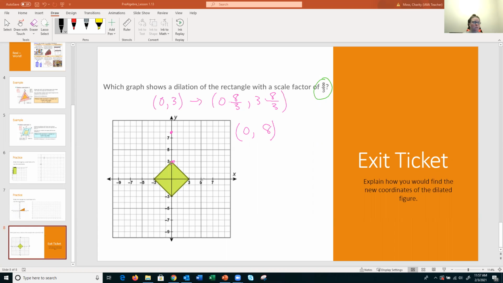Okay, this is 3, 0. 3 times 8/3, that's going to give us 8. -3 times 8/3 is going to give us -8. And guess what? -3 times 8/3 is going to give us -8 again. So you can go through all your coordinates, but since in this situation they're all pretty much the same, all you have to do is apply that knowledge, and then you just made it 8/3 bigger.